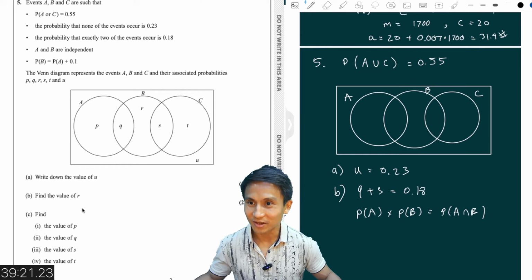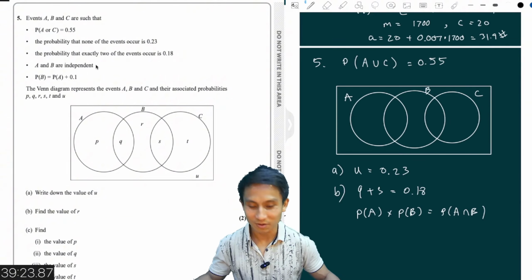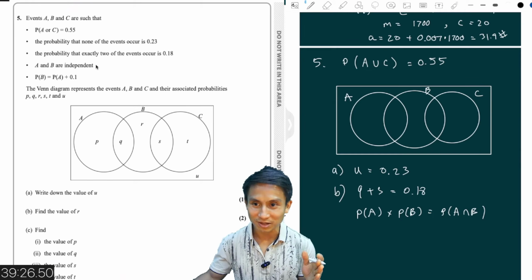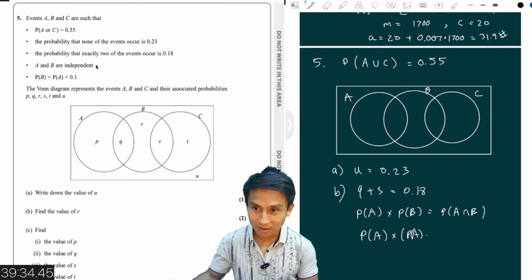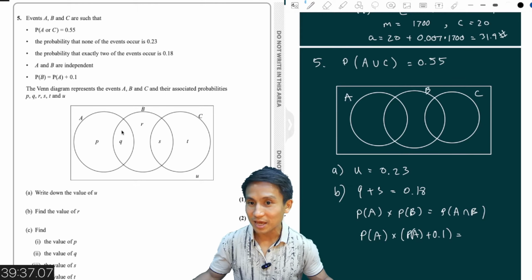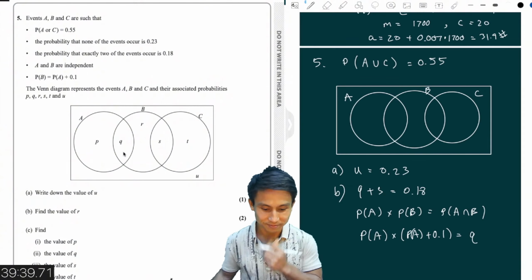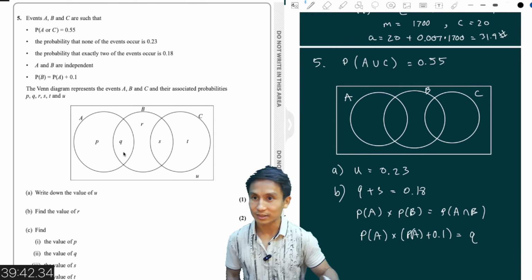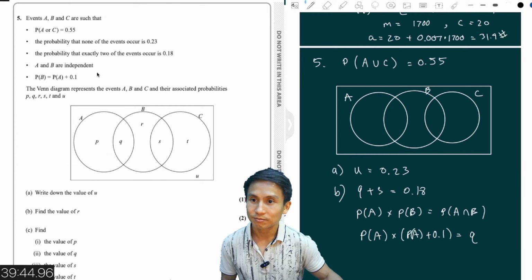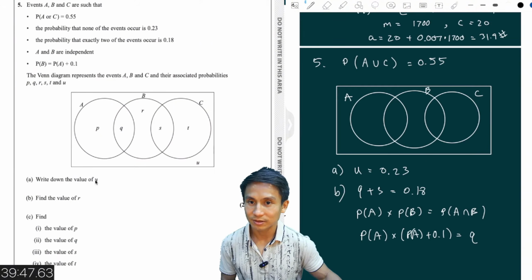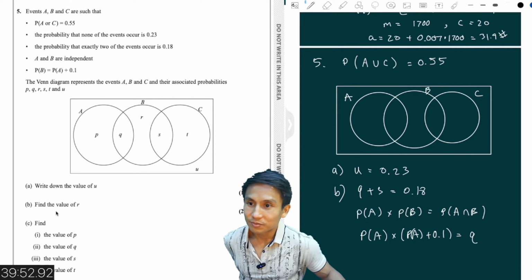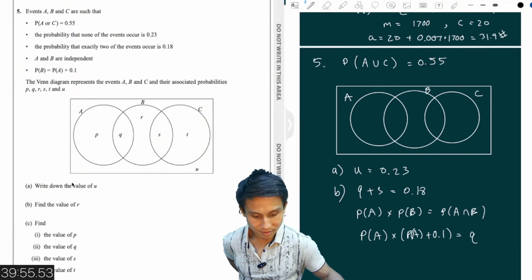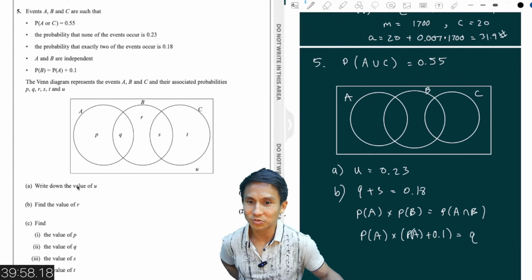Find the value of R. Okay, so P(A). They also tell you that P(B) is P(A) plus 0.1. So we're going to sub that. We have P(A) times P(B), which is given to be P(A) plus 0.1, and P(A intersect B) is the Q, right? Okay, so they ask you to find the R. Two marks. That shouldn't be hard.